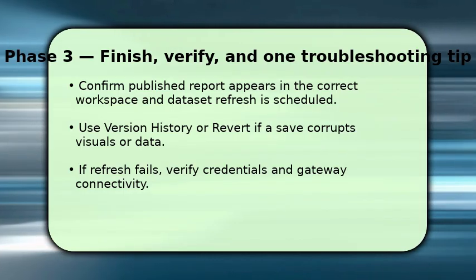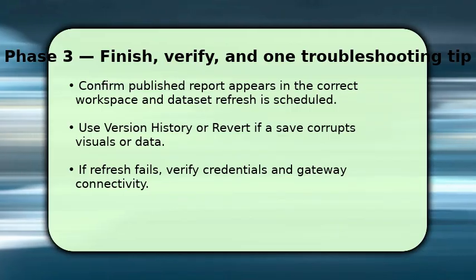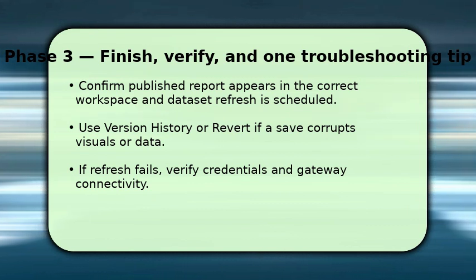If something goes wrong, use version history to revert to a prior PBIX or published snapshot that restores working visuals quickly. And if refresh or publish fails, check credentials, gateway status, and dataset relationships. Most issues stem from expired credentials or an offline gateway, so resolve those first.